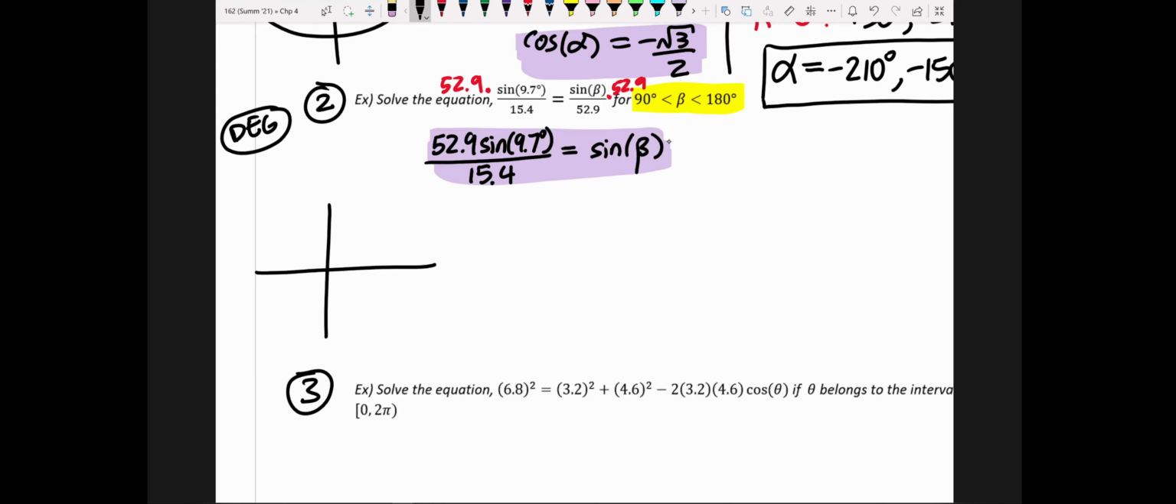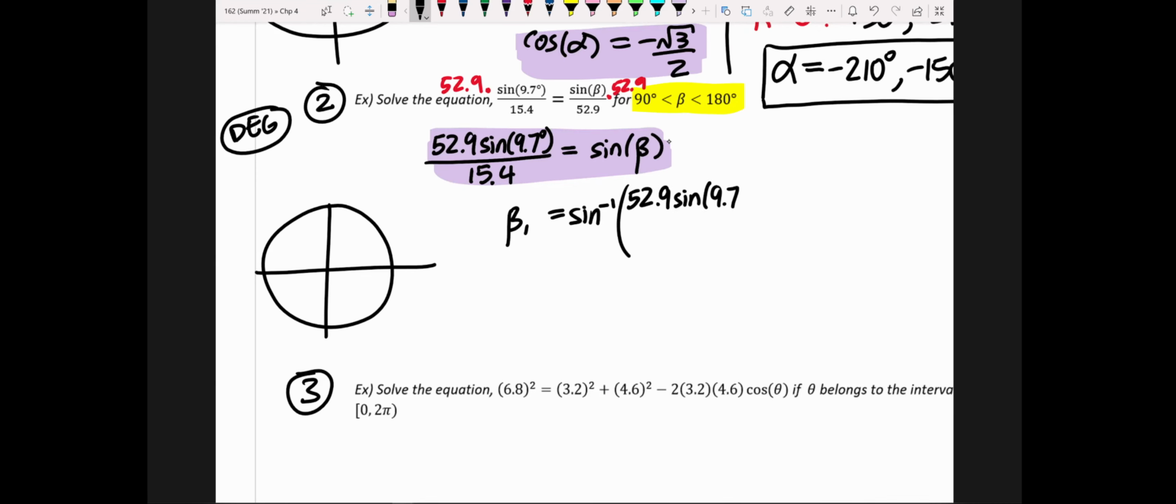This time, clearly, we're not on the unit circle. Okay, so when we're not on the unit circle, to get beta 1, we have to use inverse sine. And we must be in degree mode here because the input is given in degrees. So this is where we have to switch our calculator from degree mode to radian mode.